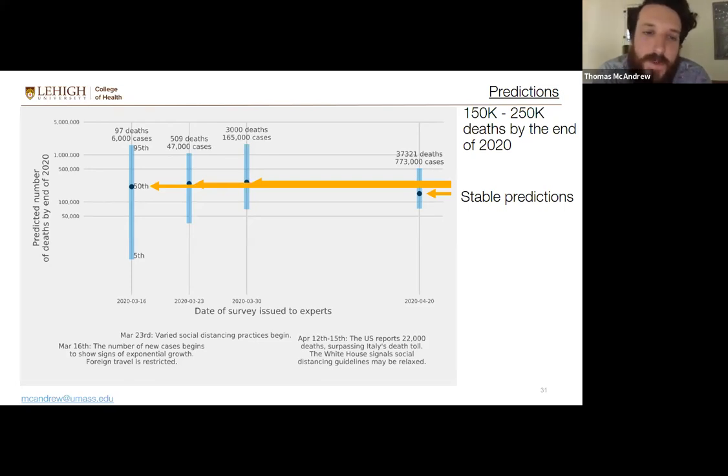These first 3 surveys predicted something like 225 to 275,000 deaths, a very narrow range for the median. And this most recent survey predicted 150,000. Next slide, please.